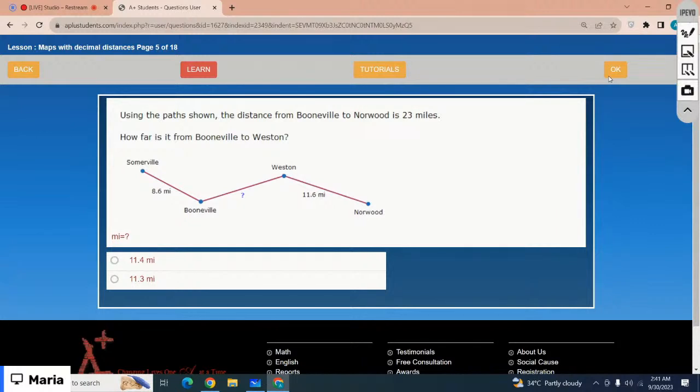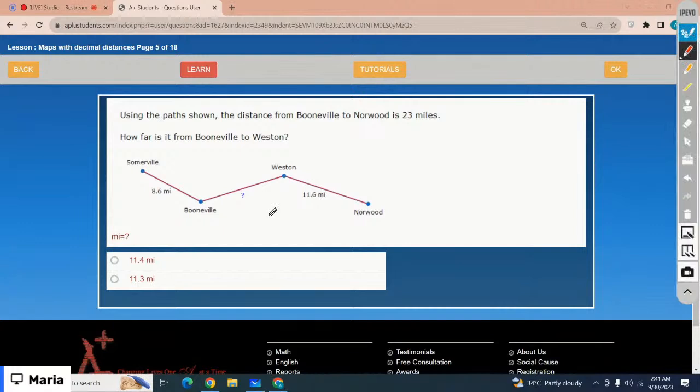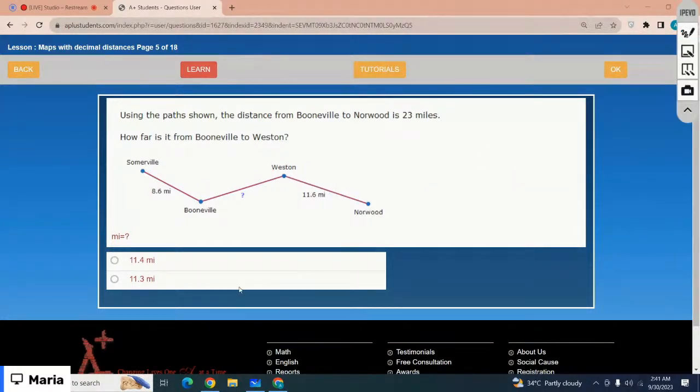Okay, using the path shown, the distance from Boneville to Norwood is 23 miles. How far is the distance from Boneville to Weston? Okay, so you are given from here to here, Boneville to Norwood, you are given 23 miles, right? You are given one of the distances, you have to find the other one. So you have to subtract it from 23, right? Yes, that would be 11.4, okay? Okay, you can complete the rest of the questions by yourself later today.